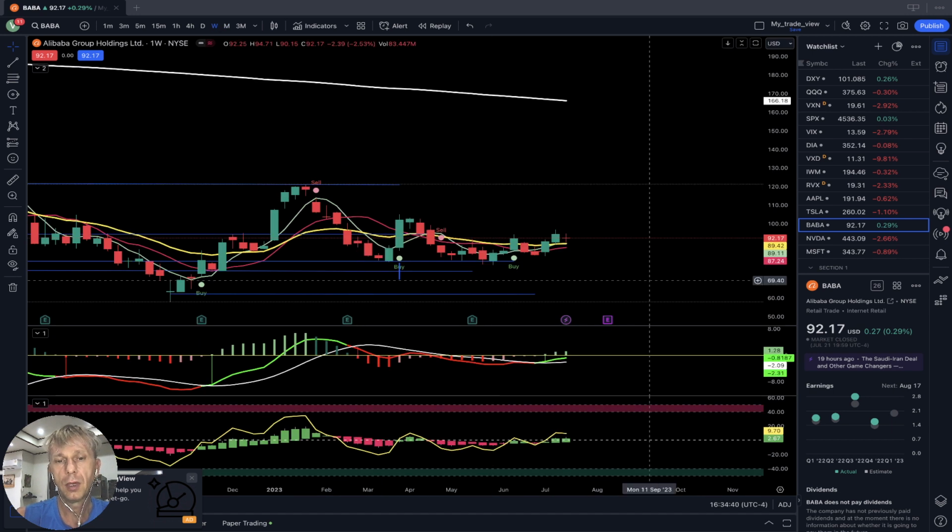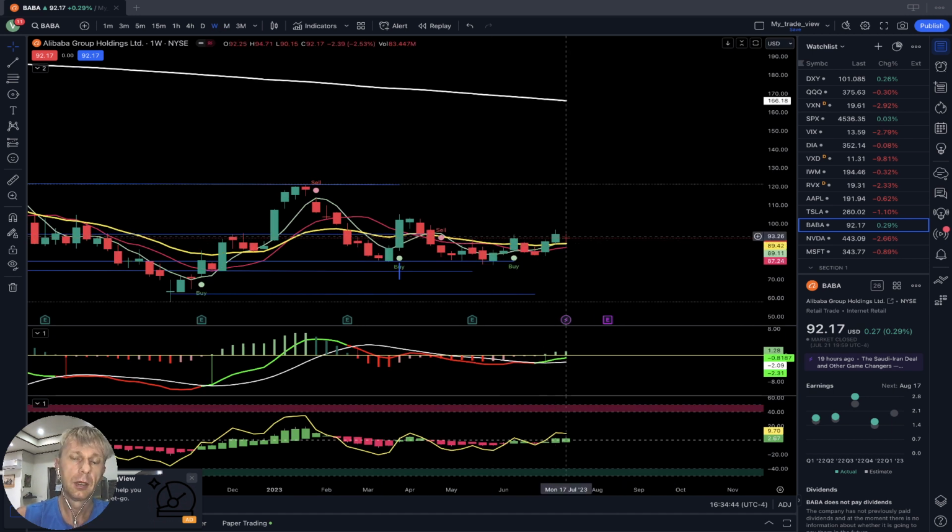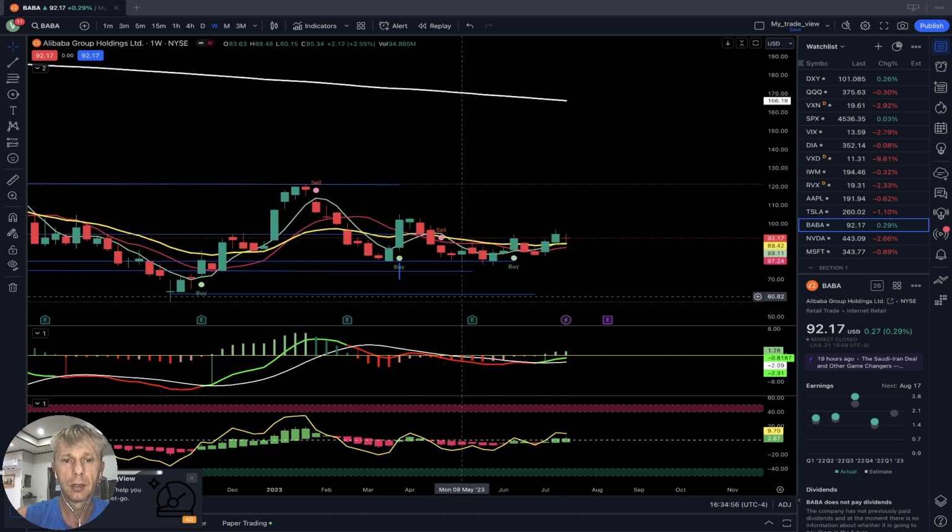Weekly time frame, you see the last bar, it moved above MA20. It is more positive, but MA5 and 10 still below 20. All indicators kind of positive. I would say BABA is neutral, it's flat. Just flat without any. Let me remove these lines to make it more clear.